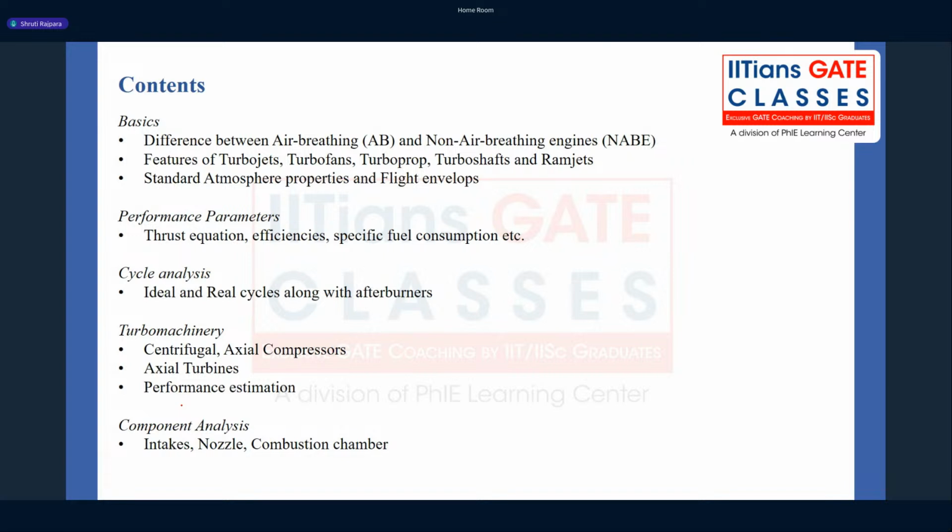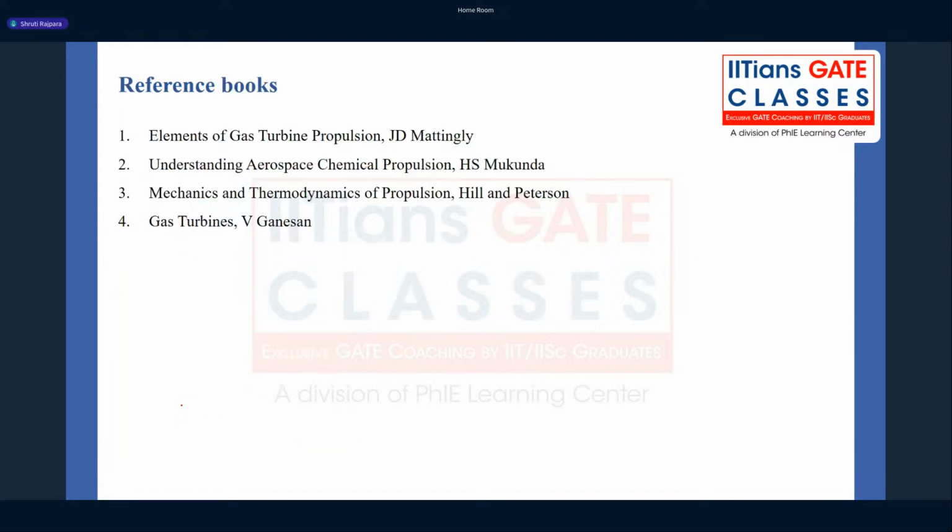Then we'll move towards turbomachinery, like the rotating components such as the compressors and turbines. There are various types of compressors and various types of turbines as well, and we'll see how to estimate their performance also. Apart from compressors and turbines, there are a few more components like the intake, nozzle, and combustion chamber, which we'll see separately. These are the reference books that can be used in case you want to refer to jet propulsion. However, the second reference book is for rocket propulsion.